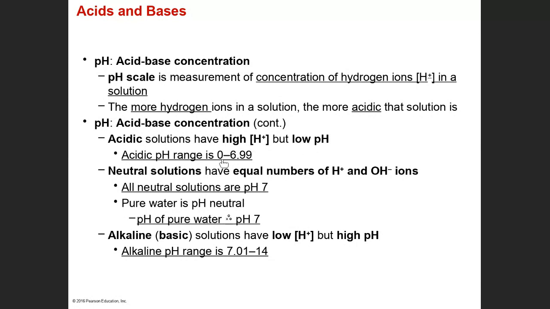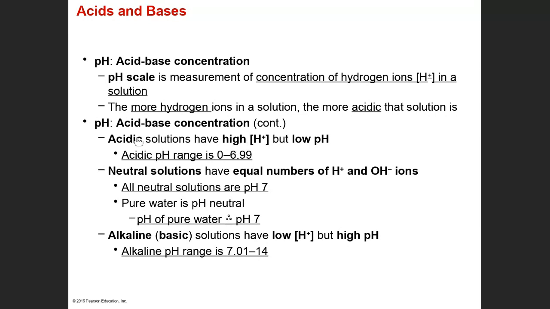You should know your acidic pH range is between 0 and 6.99. Neutral is 7. Pure water is pH 7, just out of curiosity. A basic solution, which you can also call alkaline, will have a low concentration of hydrogen ions. Why? Because basic substances pick up hydrogen ions from the solution, so the solution will have a low concentration of hydrogen.